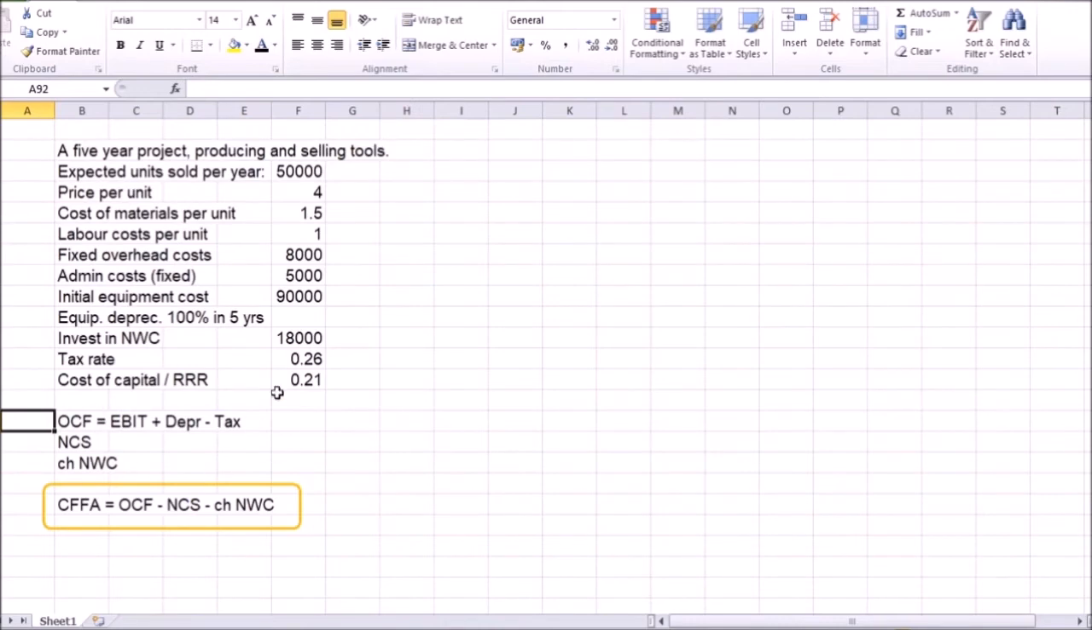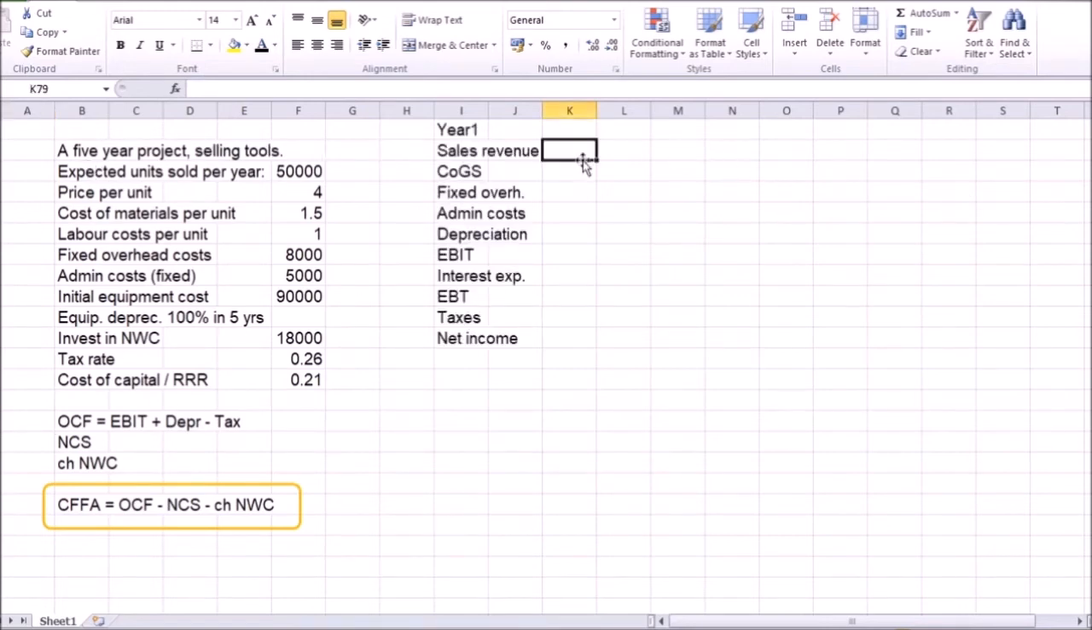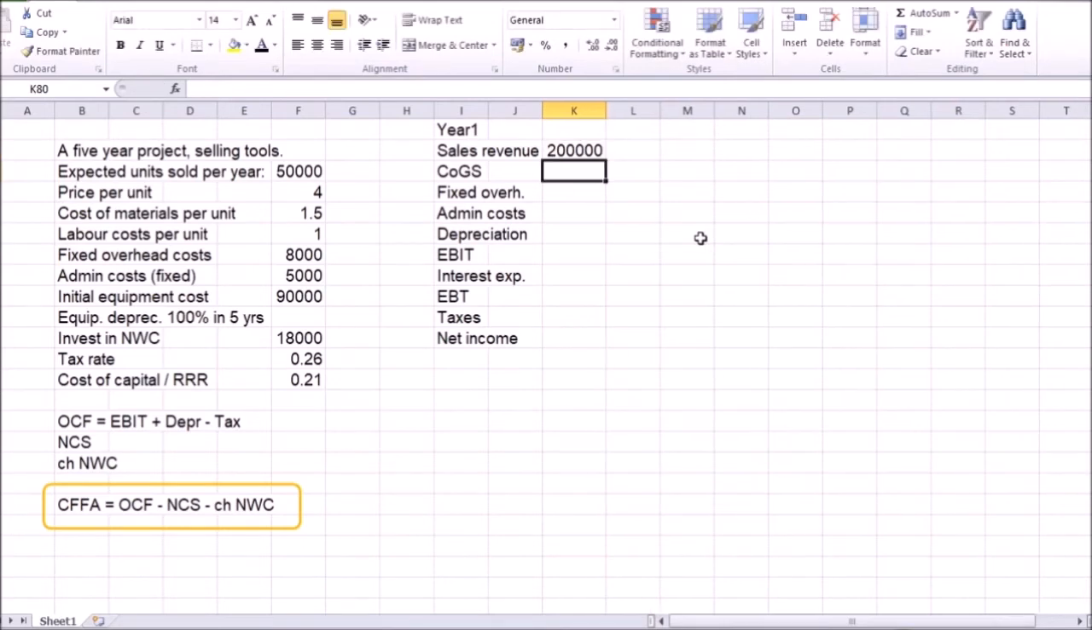So let's start with the operating cash flow. For that, we're going to have a look at income statement, because operating cash flow is equal to EBIT, earnings before interest and tax, plus depreciation minus the tax. So let's make up a pro forma expected income statement for this project. In year 1, this is how the income statement would generally look like. For the sales revenue, we have 50,000 units times $4. That's the expected total sales revenue.